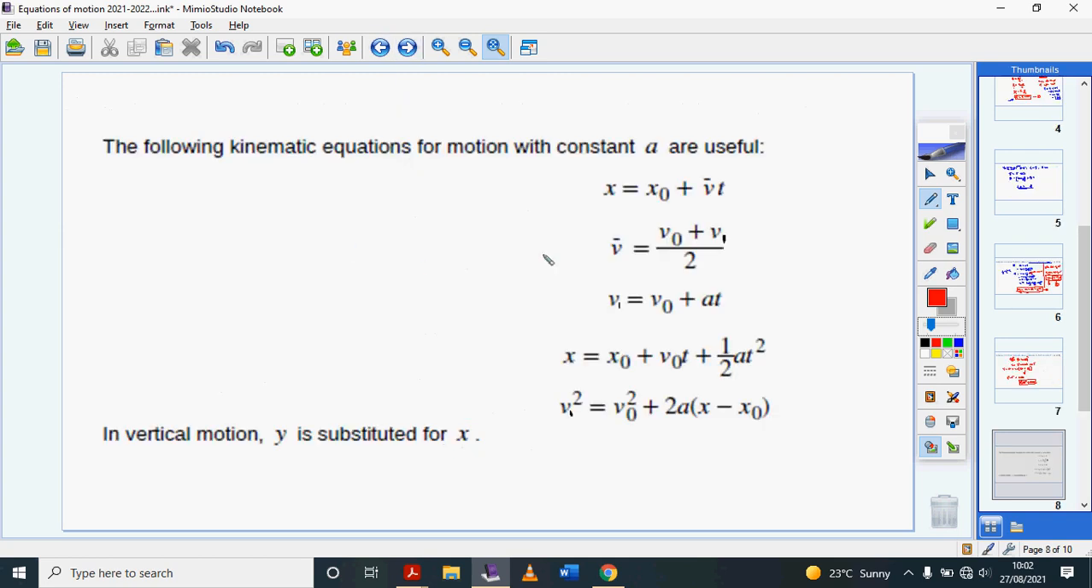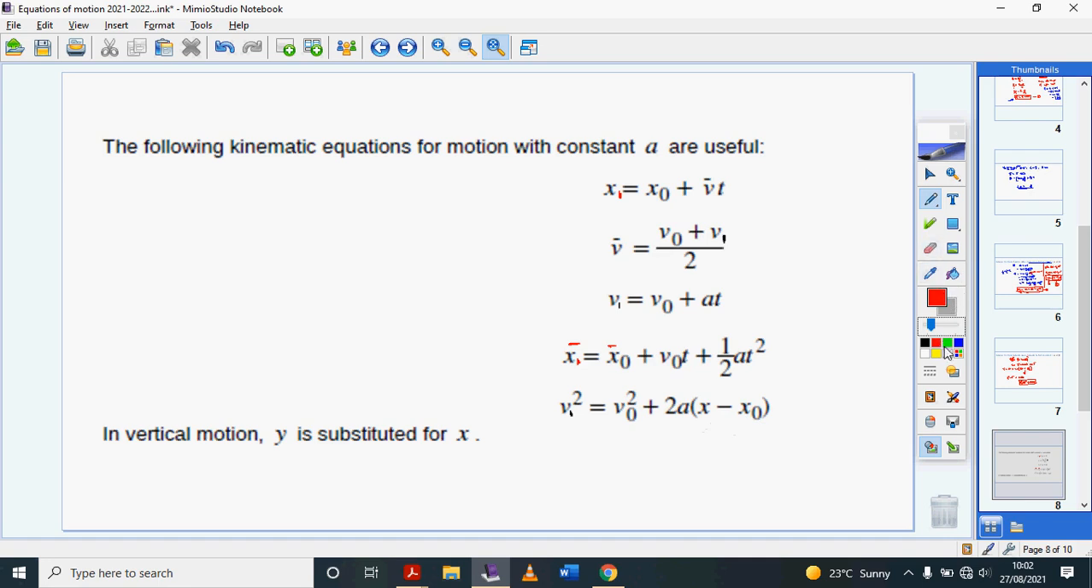So just summarizing them again, the very first one was x1 is equal to x0 plus v times time, and this was average velocity. That average velocity is given as (v0 plus v1) over 2. Final velocity is v0 plus at. Final position is initial position plus v0 t plus a half at squared. And the last one was v1 squared is equal to v0 squared plus 2a change in displacement.